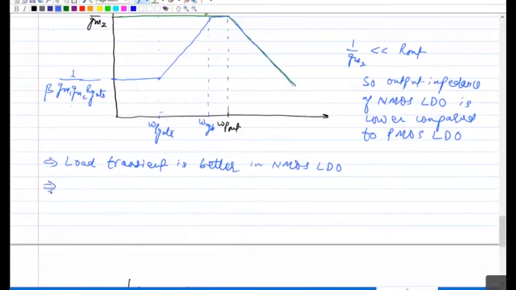And second point: what about the DC impedance? Is it better or worse or same?